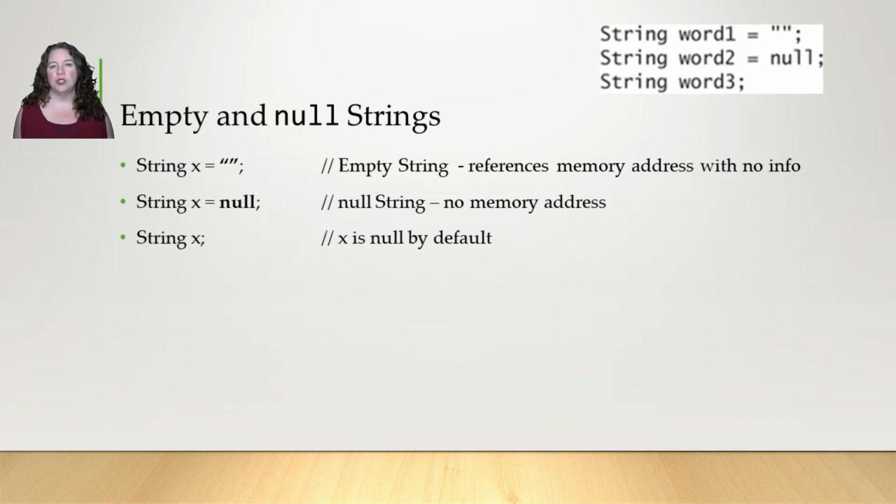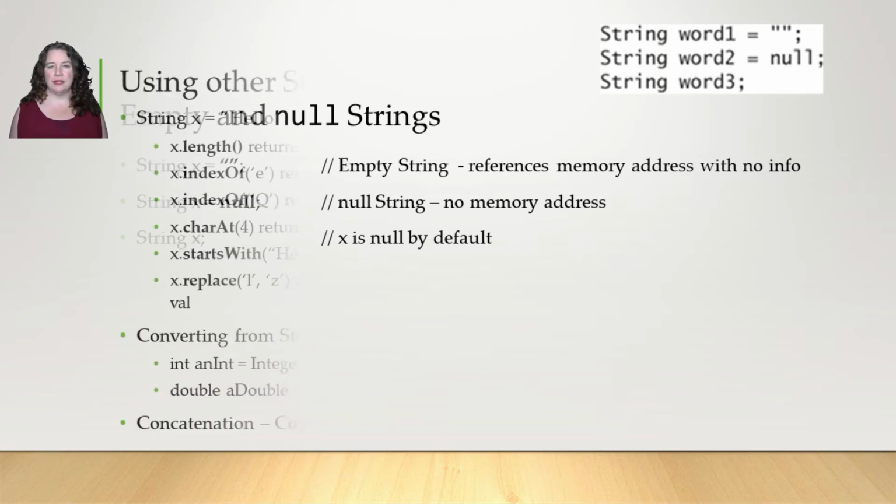By default, string x with no value is null. So string x equals null and string x do exactly the same thing. It sets it to the default of null. There is no memory address to it. However, as soon as you set string x equal to an empty string, which is open and close quote with nothing in the middle, not even a space between them, now it refers to a specific memory address that has no value in it. So the difference between empty and null is that they actually mean two different things. You want to think about that when you assign your string. Do you want it to start out with an empty string, or do you want it to have no memory address?